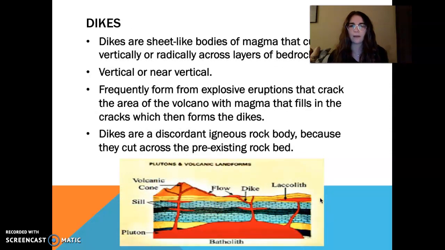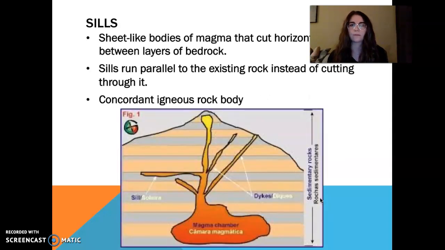Dikes are sheet-like bodies of magma that cut vertically or radially across the layers of bedrock, but they can be vertical or near vertical. So they are frequently formed from explosive eruptions that crack the area of the volcano with magma that fills in the cracks, which then forms the dikes. They're also considered discordant igneous rock bodies because they cut across the pre-existing rock bed as well.